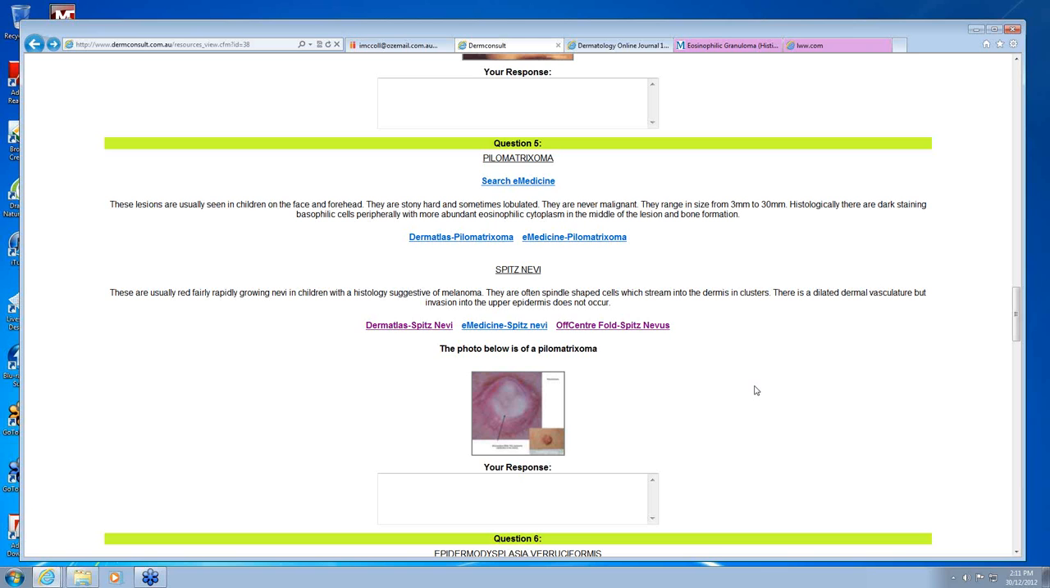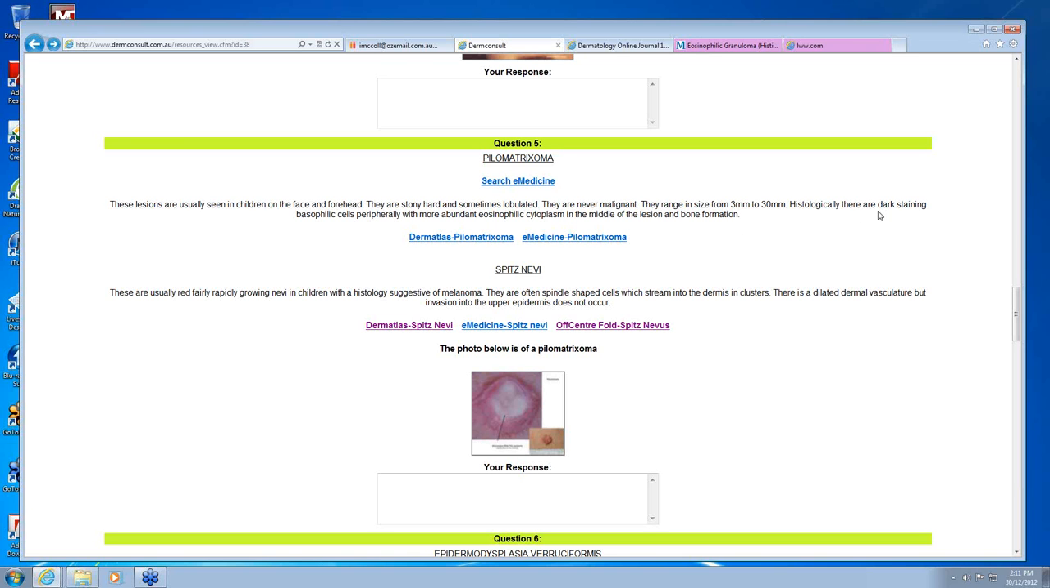Pilomatrixoma. In children, if you're looking at benign tumors that they may get, I think 60% of the benign tumors you're going to see are going to be pilocysts. 20% are going to be pilomatrixomas, and the other 20% are going to be a mixture of a whole variety of things. Pilomatrixomas are usually in children, usually on the face, cheeks and forehead, very hard, stony hard, occasionally lobulated. They're never malignant. So you'll see the child who'll come in with this lesion on the face, and you'll think initially that this is going to be a pilocyst. But when you feel it, it feels very hard.